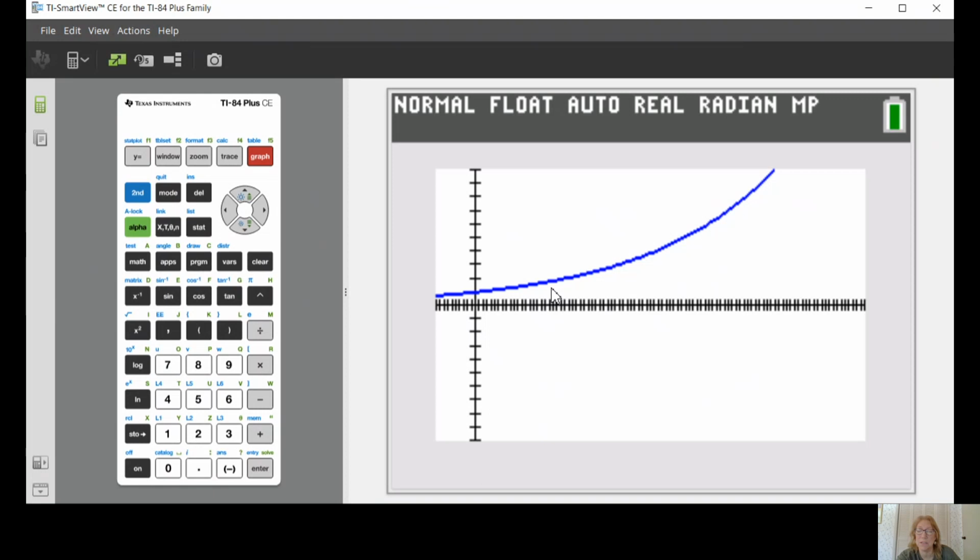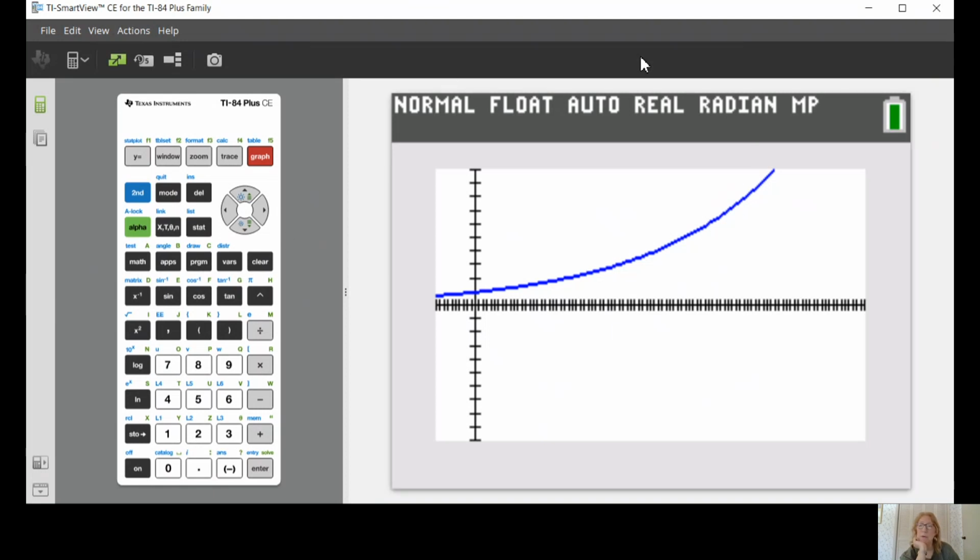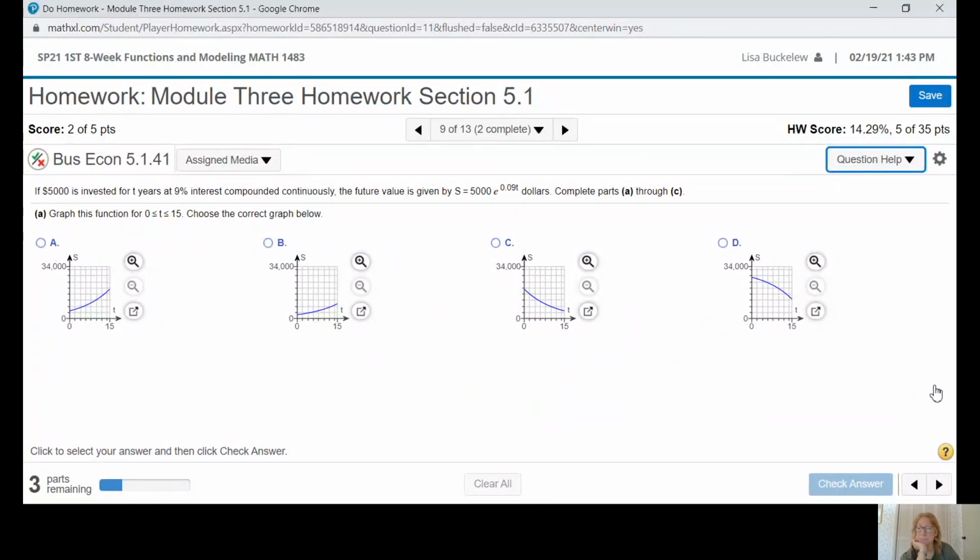So it's increasing a lot slower when we have that 0.03 up in the exponent. Anyway, let me go and look at one of the homework questions. So let me stop sharing this and go to the homework for this section. And I'm going to look at, I picked, I think, number 9 because it's got some graphing in it.